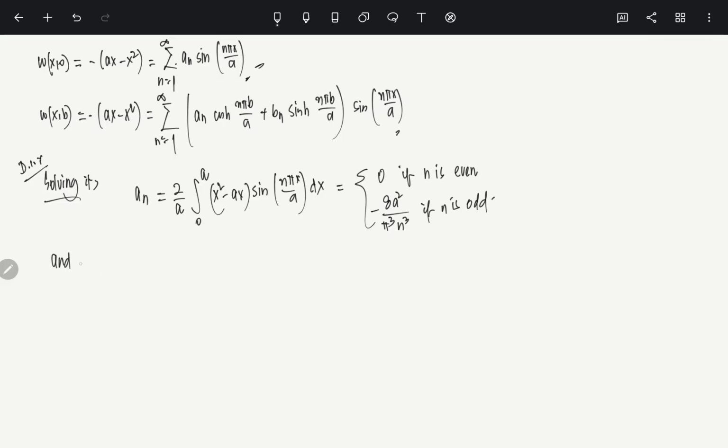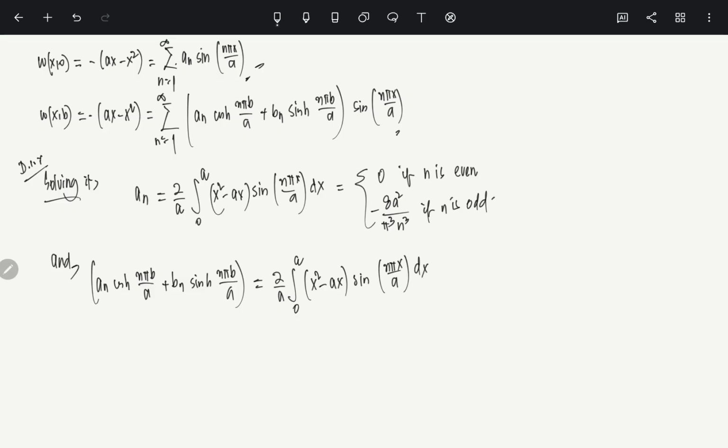What about the second? And what do you get? The second is an cosine hyperbolic n pi b by a plus bn sine hyperbolic n pi b by a, okay, is nothing but 2 by a integral 0 to a of x square minus ax times sine n pi x by a dx. All right. I hope this is okay.